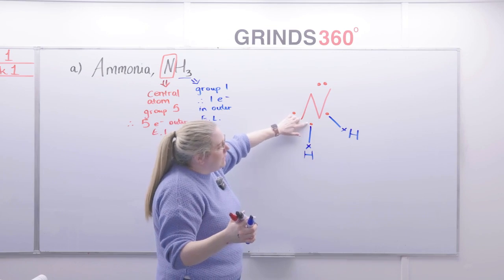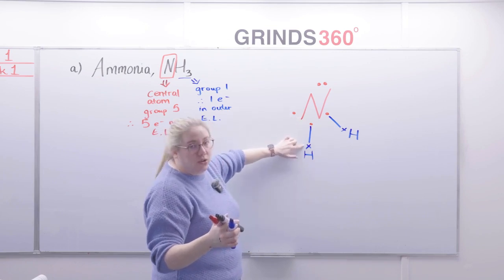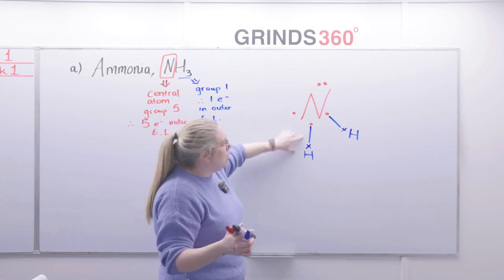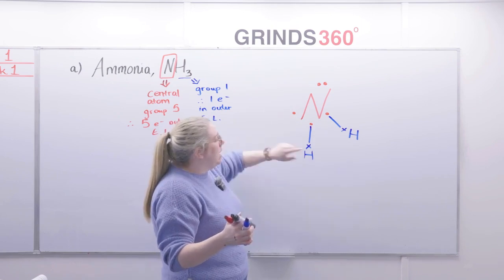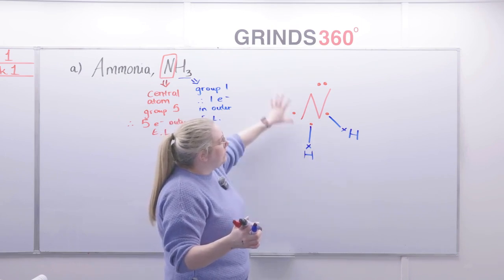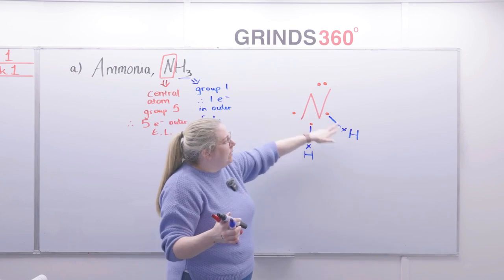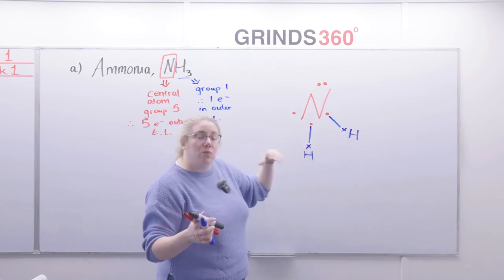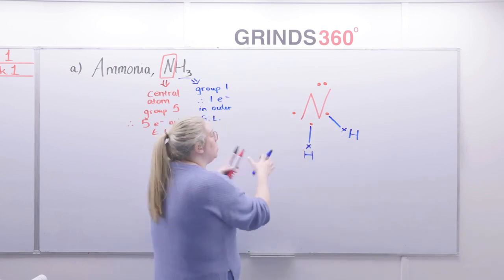Nitrogen will share a different electron with a second hydrogen atom, and hydrogen will share 1 electron with the nitrogen. Hydrogen has a stable outer energy level. The nitrogen has 5, 6, 7 electrons. We're nearly there, but it's not stable yet. We need 1 more.